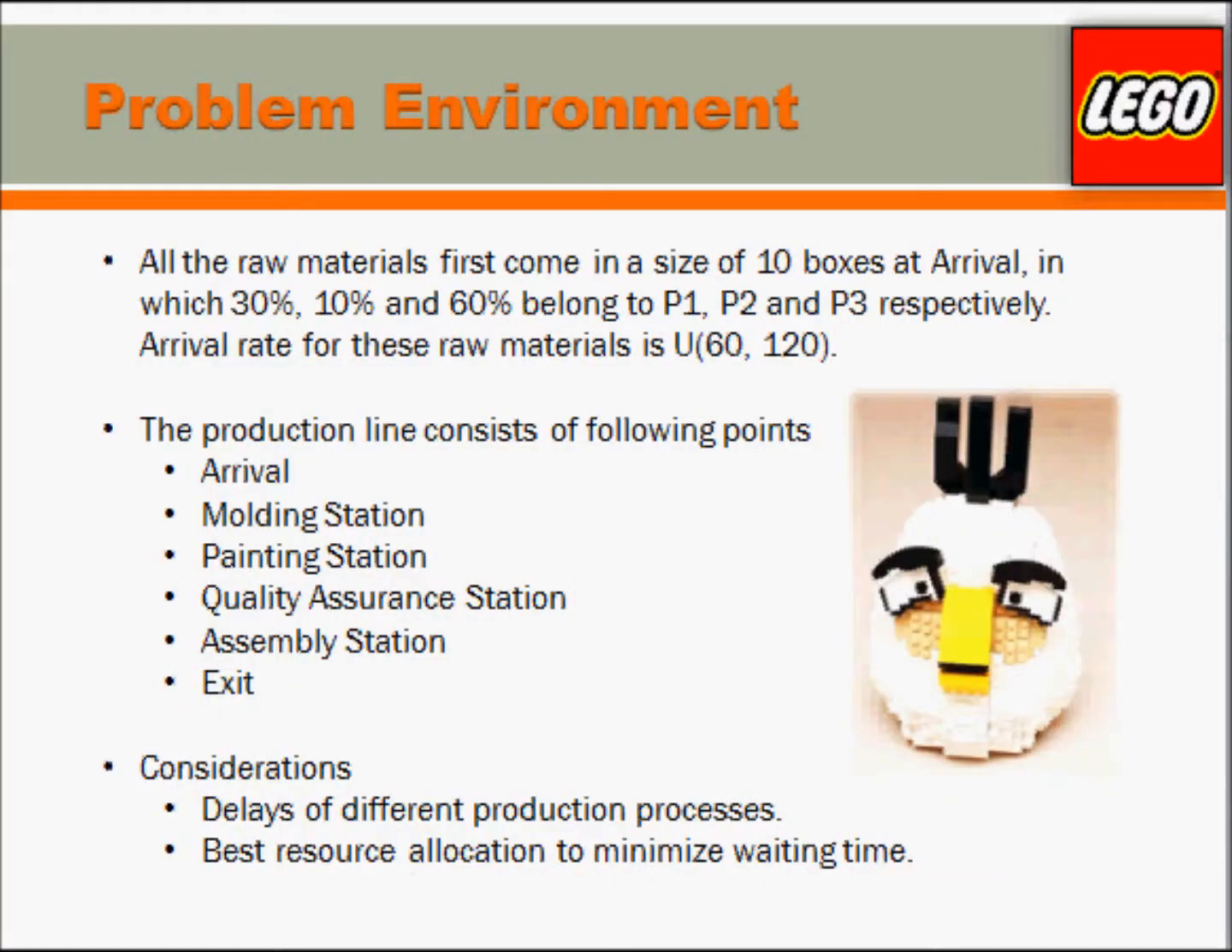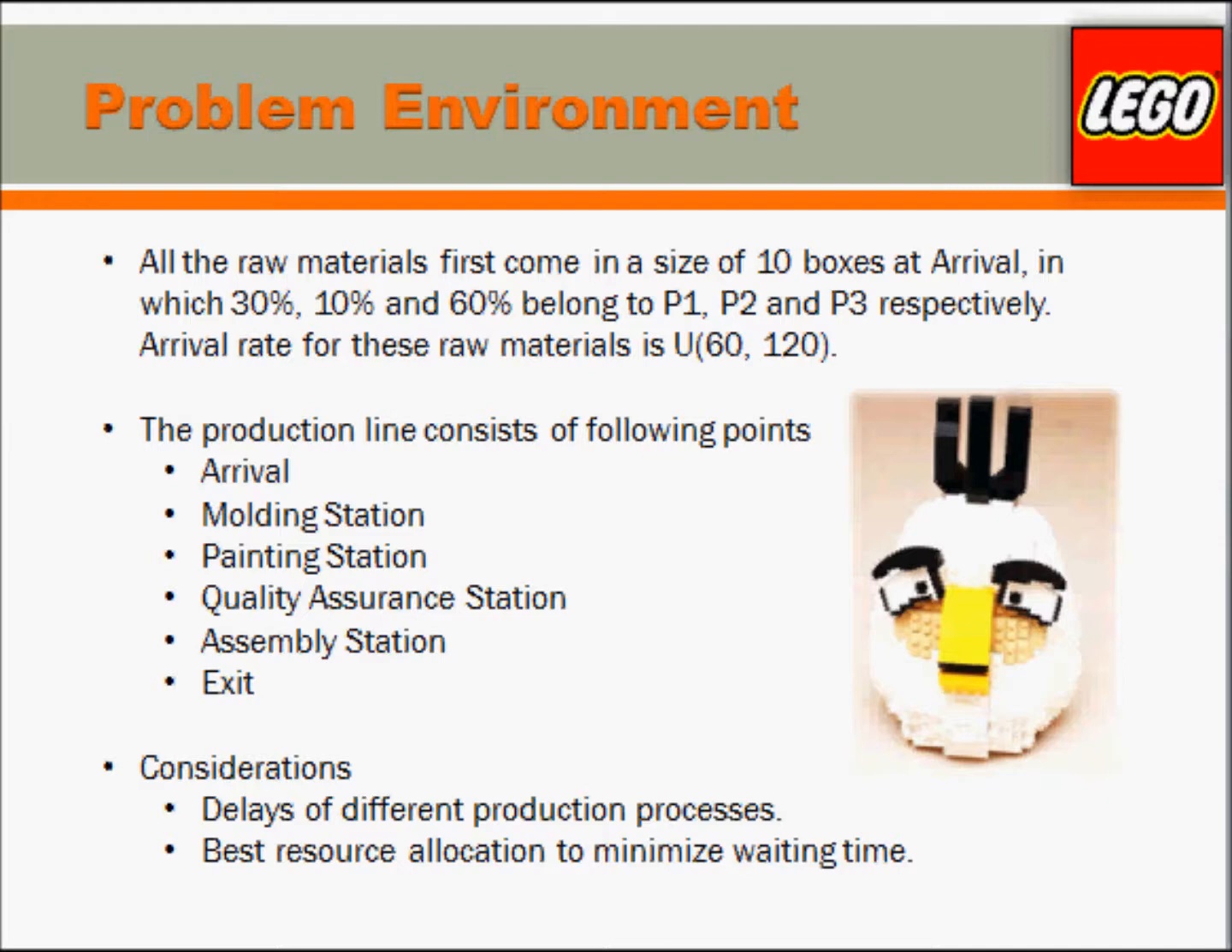We summarize our problem as follows. According to LEGO's current situation, all the raw materials first come in a size of 10 boxes, in which 30%, 10%, and 60% belong to product 1, product 2, and product 3 respectively. The arrival rate for these raw materials is a uniform distribution from 60 to 120 minutes.